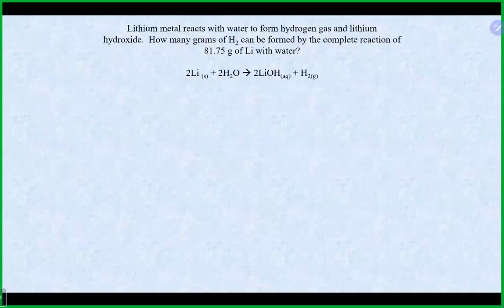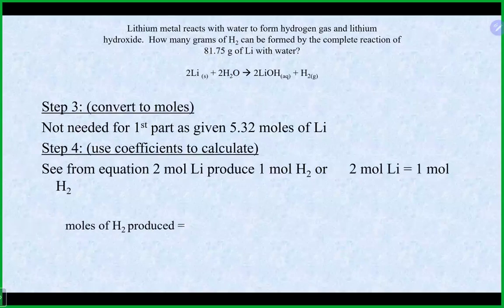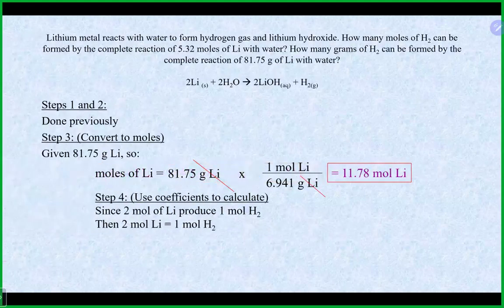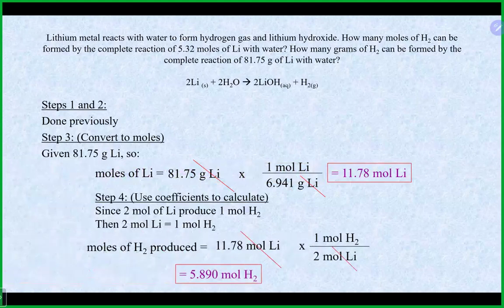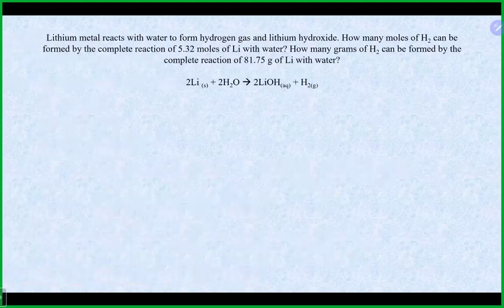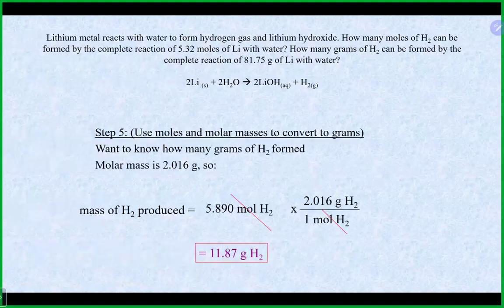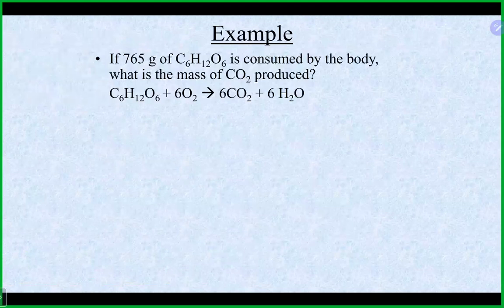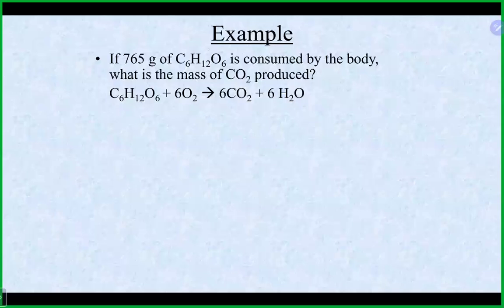Let's try another one here, maybe. All right, so based on this equation here, if we have 765 grams of C6H12O6 consumed, what is the mass of CO2 produced? So for mass, we're looking for grams here.